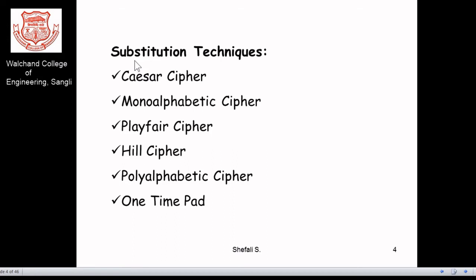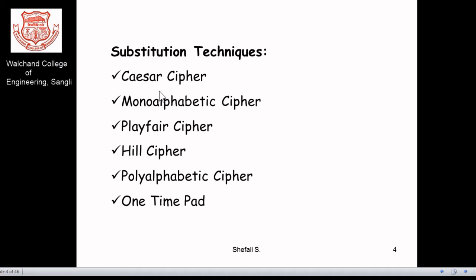Now what are those substitution techniques? In all, we need to look at a total of 6 categories for study purposes in this particular session. First is the Caesar cipher, second is the monoalphabetic, third is the Playfair, then Hill, polyalphabetic and one-time pad. Though the names monoalphabetic and polyalphabetic are given to specific ciphers, let me tell you the basic difference, because Caesar itself is also monoalphabetic by technique, not by name. This is by name and this is by technique.